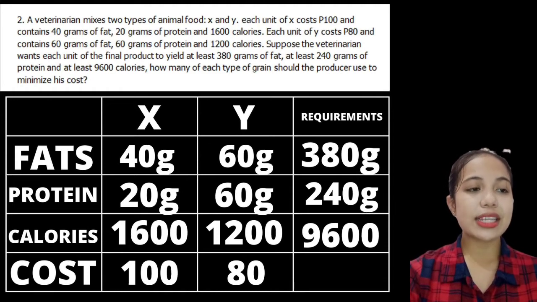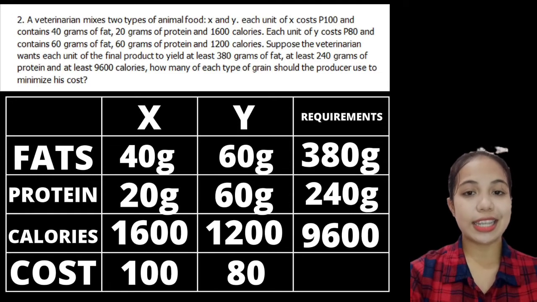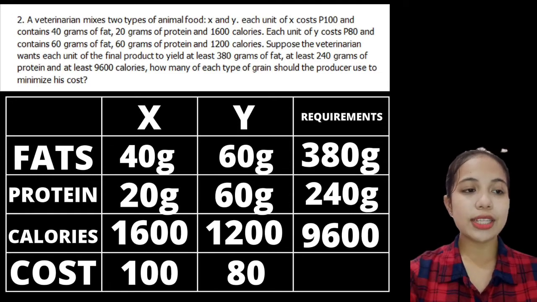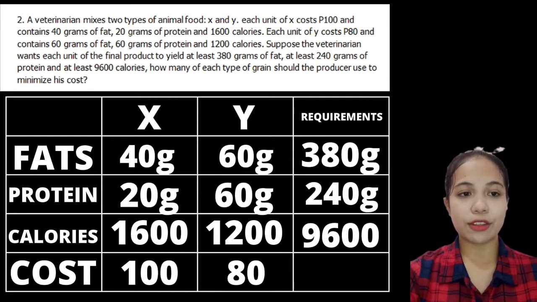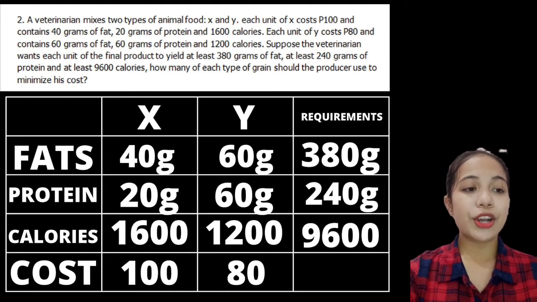For the fats, grain X contains 40 grams while grain Y contains 60 grams. For the protein, grain X contains 20 grams and grain Y contains 60 grams. For calories, grain X and Y contain 1,600 and 1,200 calories respectively. For the cost, grain X costs 100 pesos and grain Y costs 80 pesos.